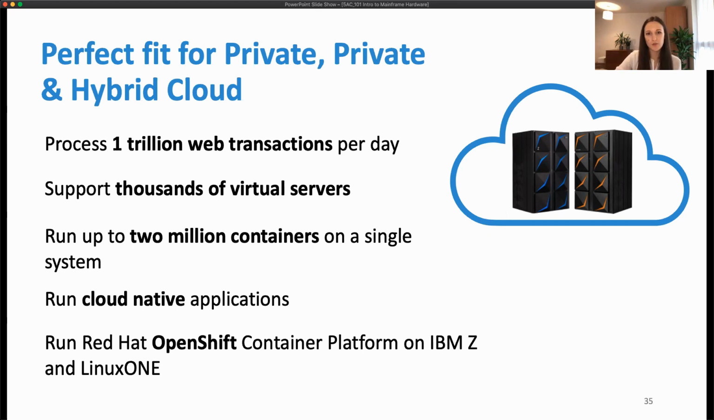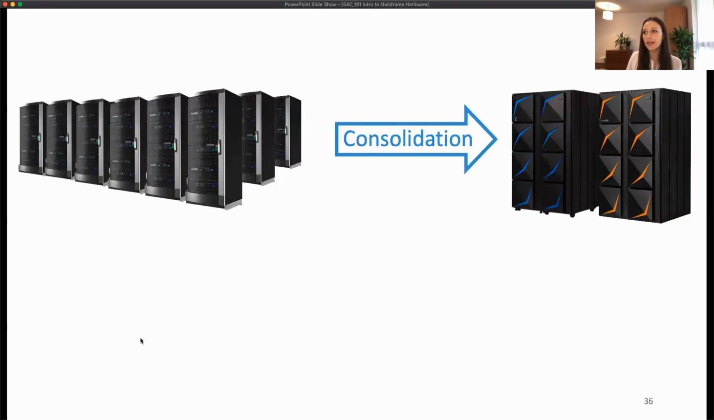Now, those boxes are extremely powerful. And because they are so powerful, we can actually consolidate hardware. So we are able to consolidate less powerful servers, for example, x86, and we can run the workload of hundreds of x86 servers on one mainframe. And this can save costs.